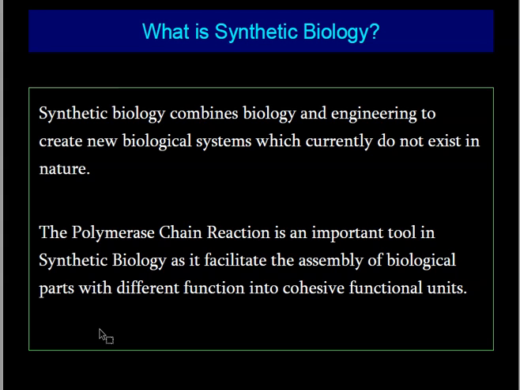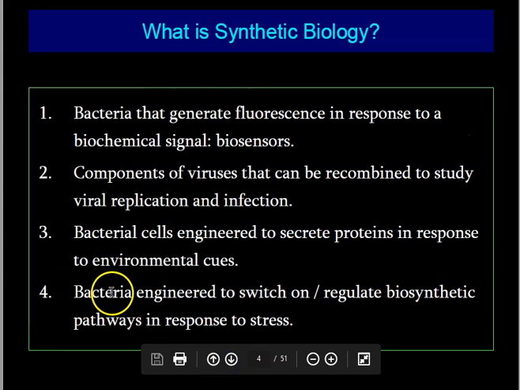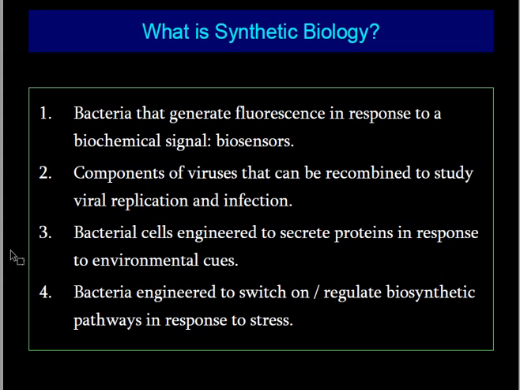Synthetic genes can also be created using gene synthesis approaches, in which case you can combine different oligonucleotides to create large genes. Some of the examples of synthetic biology are bacteria that generate fluorescence in response to a biochemical signal, and this is essentially what is termed as a biosensor. Bacteria can be engineered to produce specific visual or optical cues in response to chemical receptors or chemical signals in the environment, and this forms the components of biosensors.